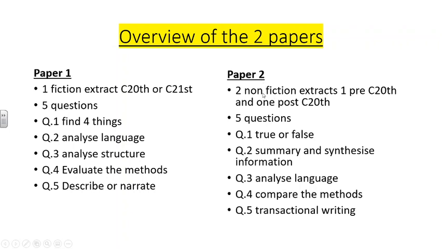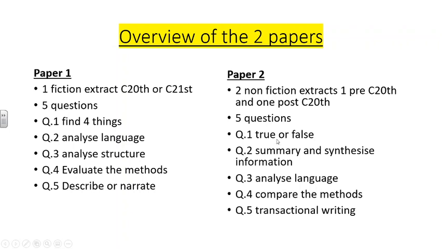You'll have 2 extracts and they're non-fiction, so there might be newspaper articles, diaries, journals, magazine articles, could even be government advice maybe, but there'll always be one that is an old one, so 1800s, and then one will be more modern. Now it could be we've had a 1950s one, we've also had one from like 2 years ago. So by modern, it just means after 1900 basically. And again, you've got the 5 questions.